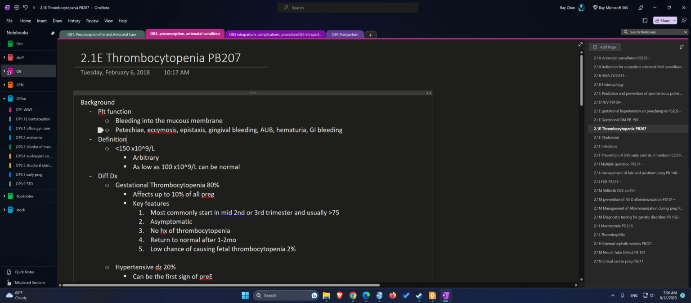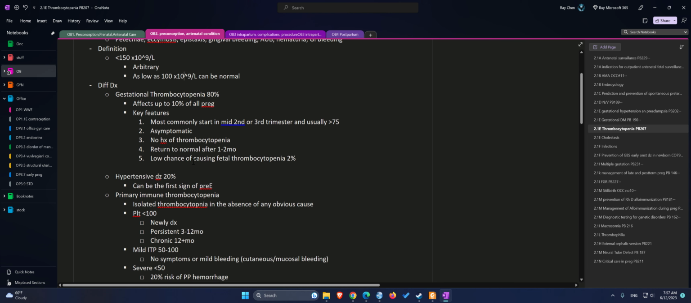Definition: less than 150 times 10 to the ninth power per liter. And this definition is somewhat arbitrary. Normal platelets in pregnancy can be as low as 100 times 10 to the ninth per liter.